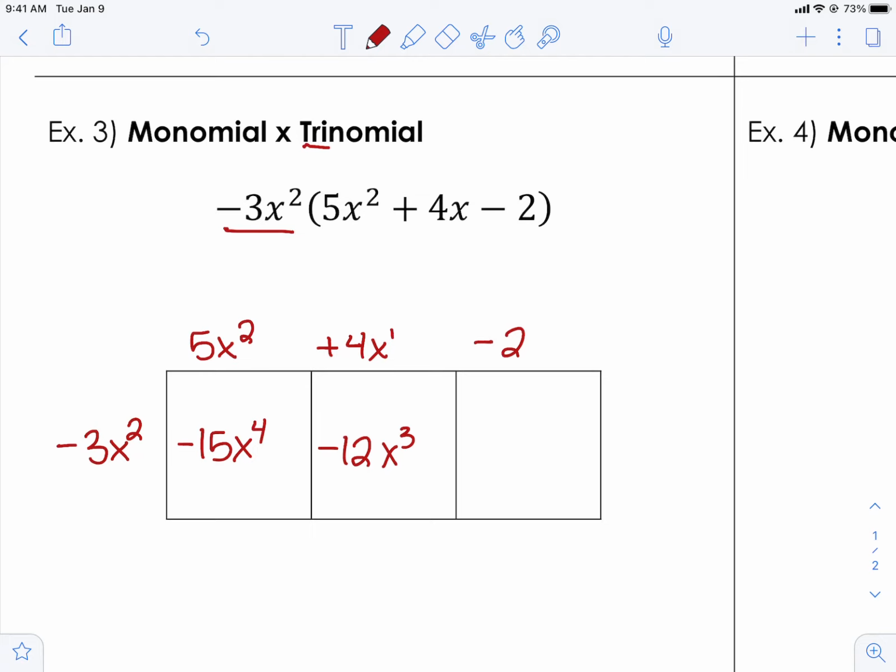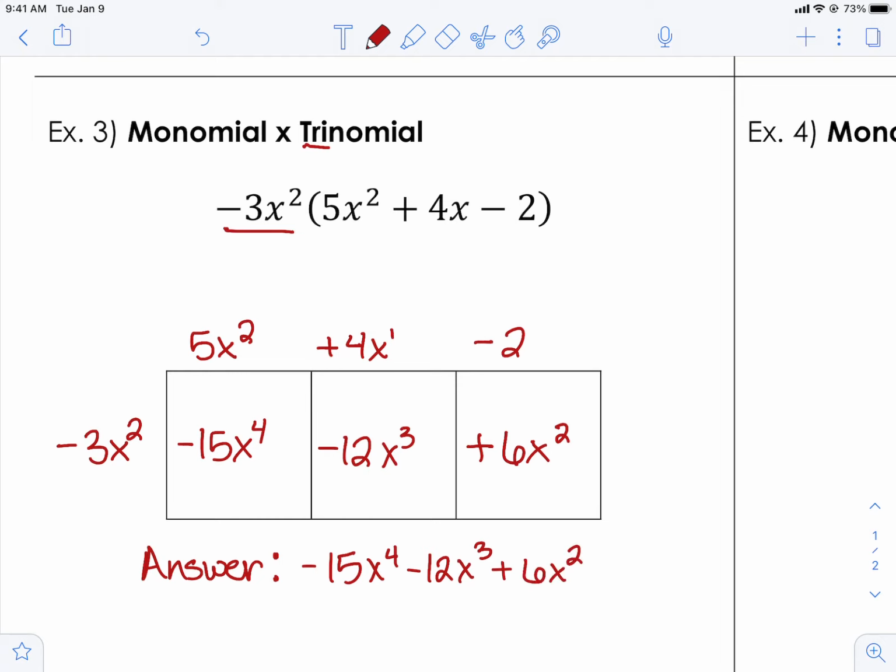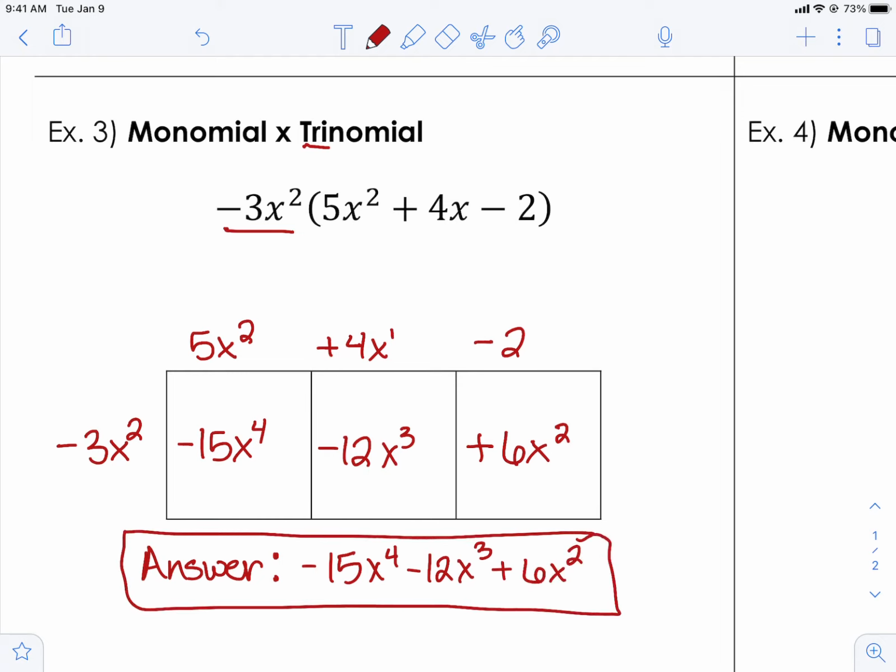And then I take negative 3x squared times negative 2. Well, negative 3 times negative 2 is a positive 6x squared. Okay, and that's all for multiplying because all my boxes are filled in. So I am going to write my answer. So I have a negative 15x to the fourth minus 12x to the third plus 6x squared. And that's my final answer.